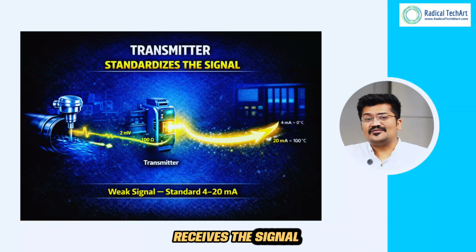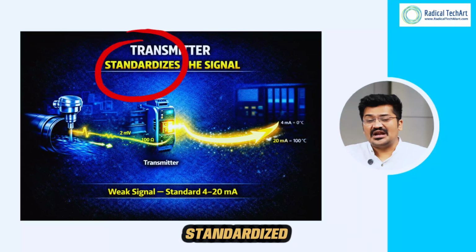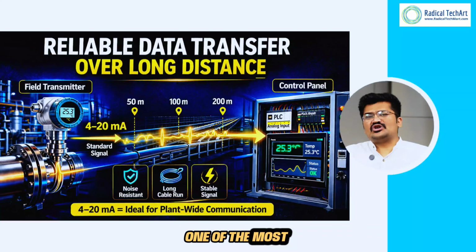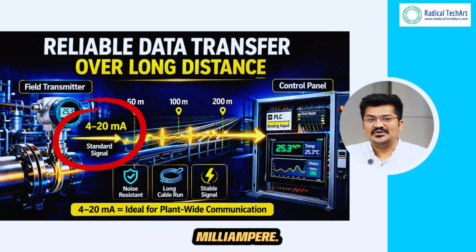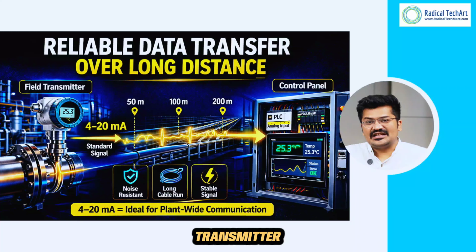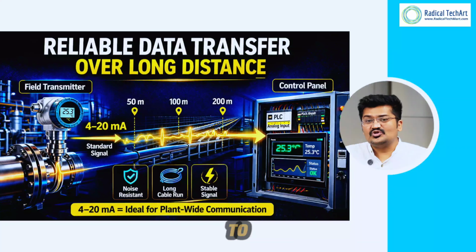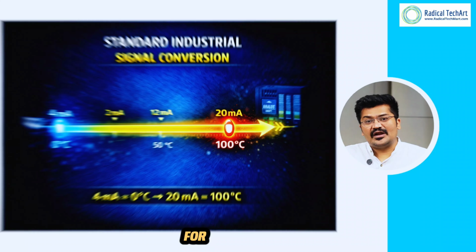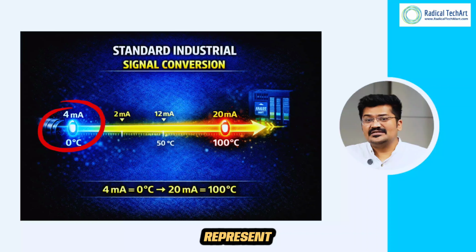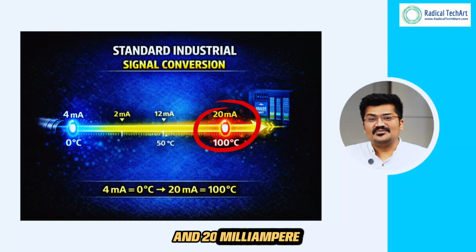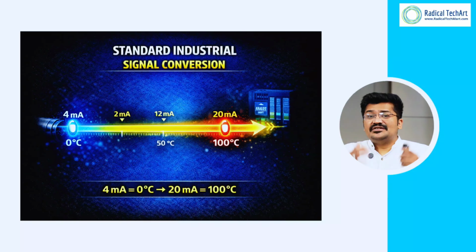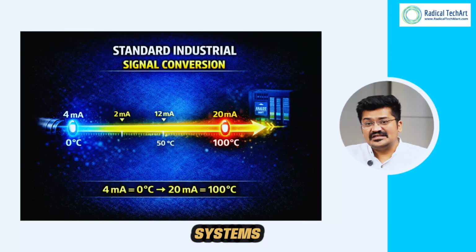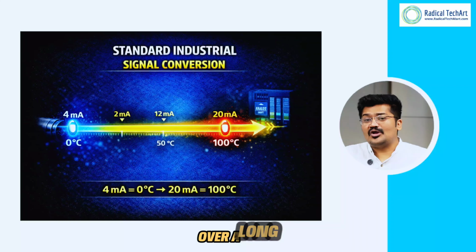This is why the next component required is transmitters. Transmitter receives the signal from the sensor and converts it into a standardized output signal. One of the most common industrial signal is 4 to 20 milliampere. For example, a temperature transmitter converts the sensor signal into a 4 to 20 milliampere current signal. This signal represents the measured value. For example, a 4 milliampere may represent 0 degrees Celsius and 20 milliampere may represent 100 degrees Celsius. Transmitter makes it easier for industrial system to transmit measurement data over a long distance.